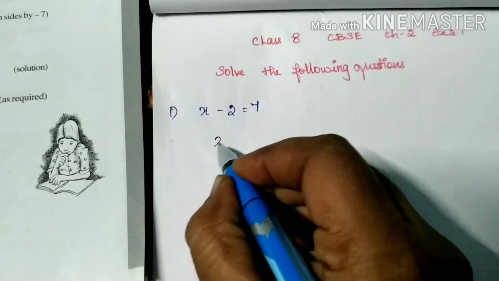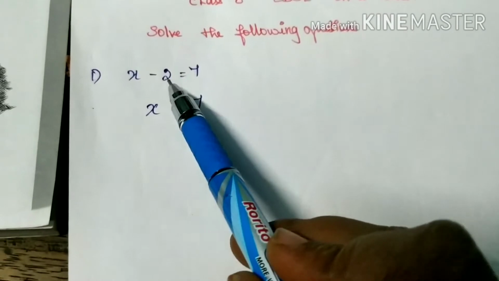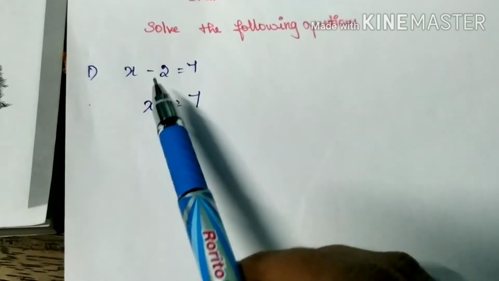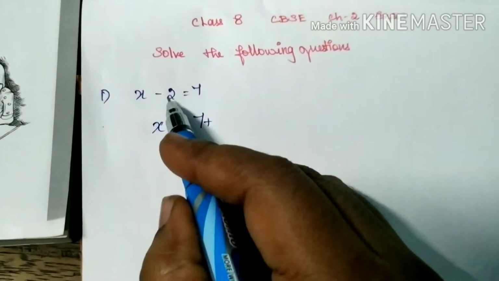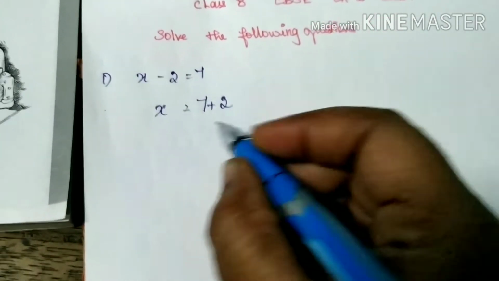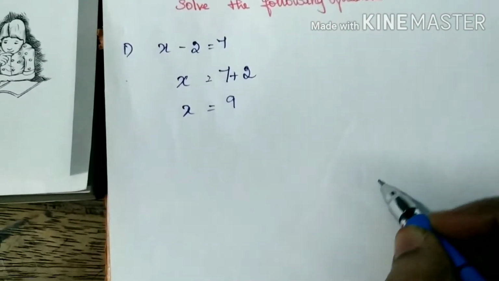So x is equal to, here the 7 is already there. Transposing the minus 2 to the other side, the minus will change into plus. So the minus 2 will change into plus 2. x is equal to 7 plus 2, that is 9.